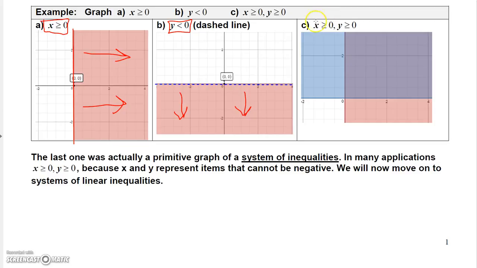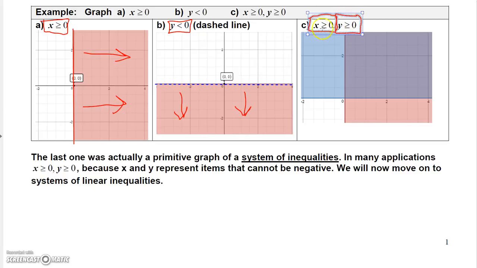Now, what's interesting is in business applications and social science applications, it generally turns out that our variables have to be non-negative. So we're going to see a lot of this happening, where both x and y are greater than or equal to 0. Where x is greater than 0 is to the right of the y-axis, and where y is greater than 0 is above the x-axis. So where those two inequalities intersect is just in this first quadrant. So the solution would be this darker region here that I've identified in the first quadrant.